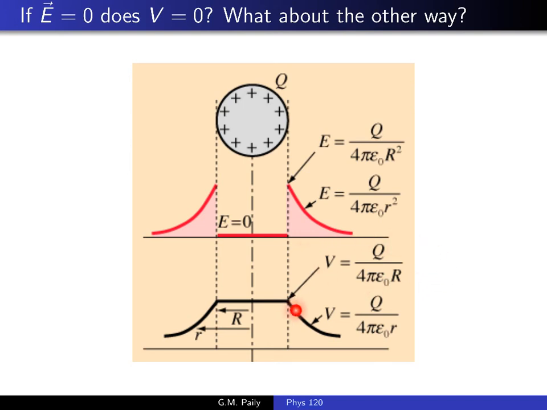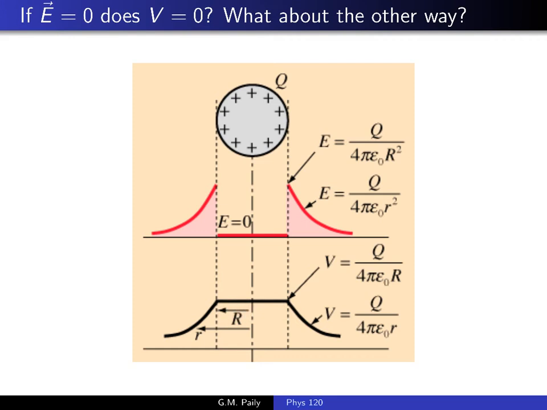We find similarly that outside the charged shell, the potential looks like the potential of a point charge. And then this is interesting. Inside, the potential is not 0, but is constant. This makes sense. After all, what is the electric field but the negative slope of the potential? If the slope is 0, that does not mean the potential is 0. It simply means the potential is constant. And that is what we see.